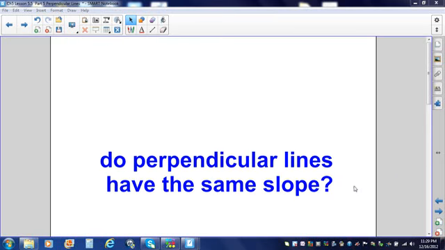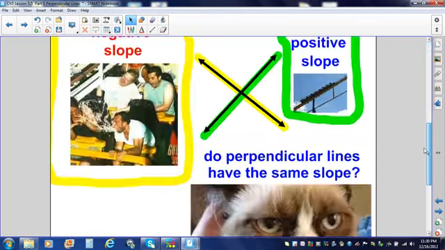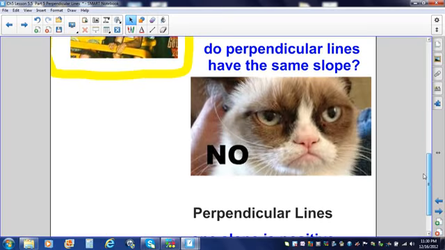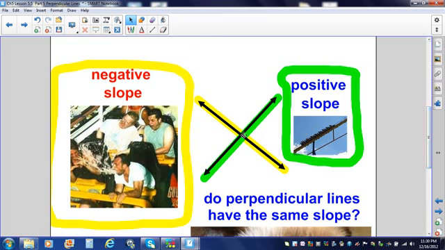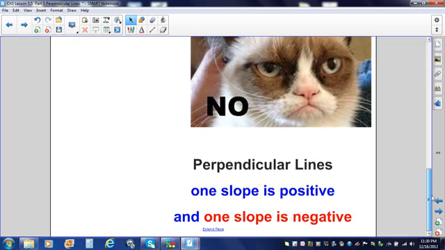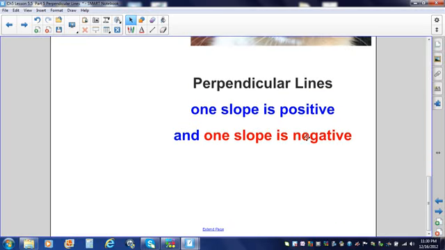A quick review from our last podcast. We asked the question, do perpendicular lines have the same slope? And our friendly cat here answered the question, absolutely not. When you have perpendicular lines, one slope is going to be negative, one slope is going to be positive.